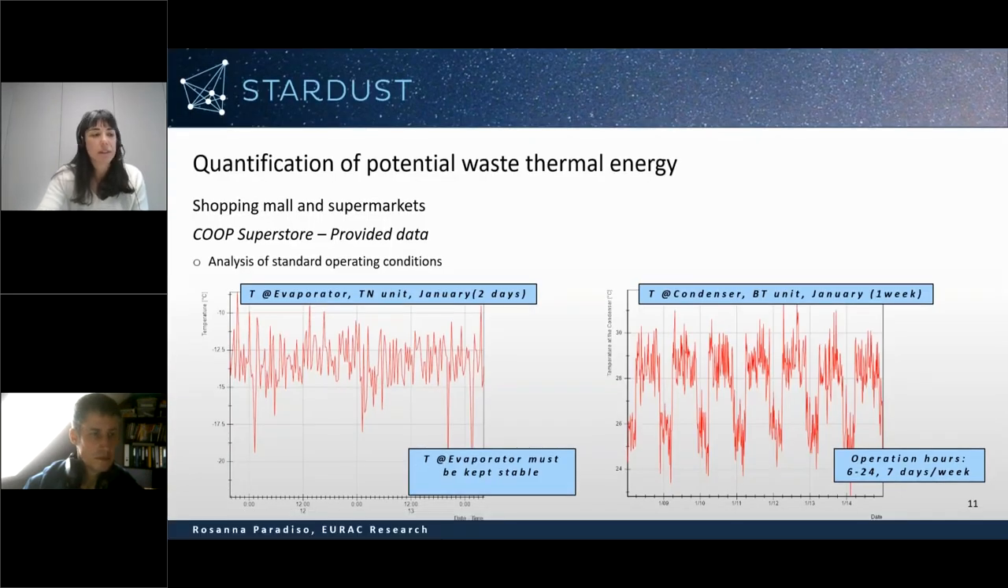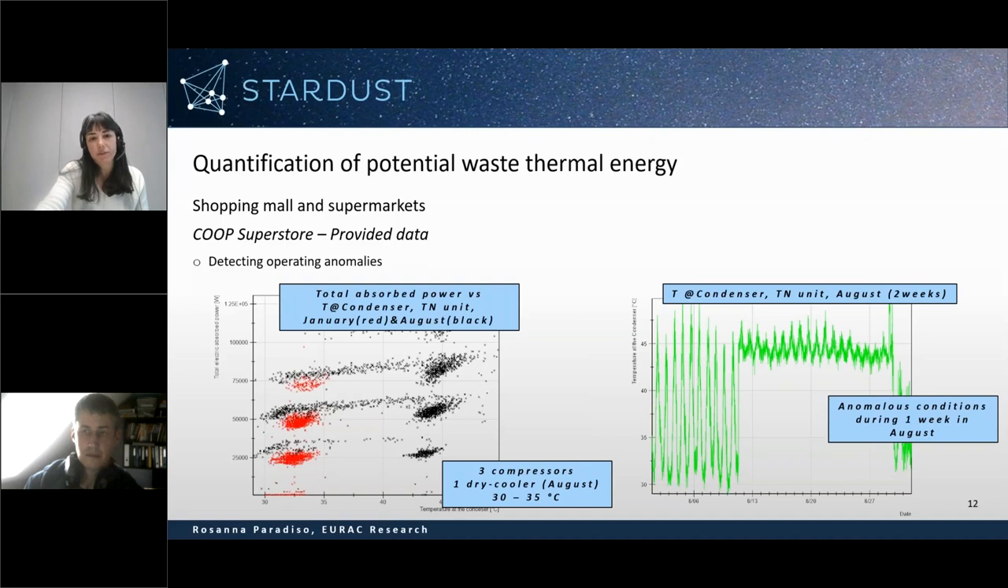So the first thing we did was look at the data in order to get the standard operating condition. For example, we found that the temperature at the evaporator must be kept stable independently of the external condition, and the operation hours are from 6 to 24, 7 days a week. So all year long the system is working.